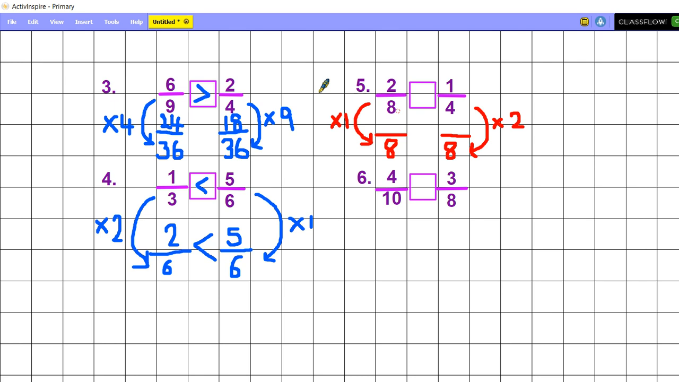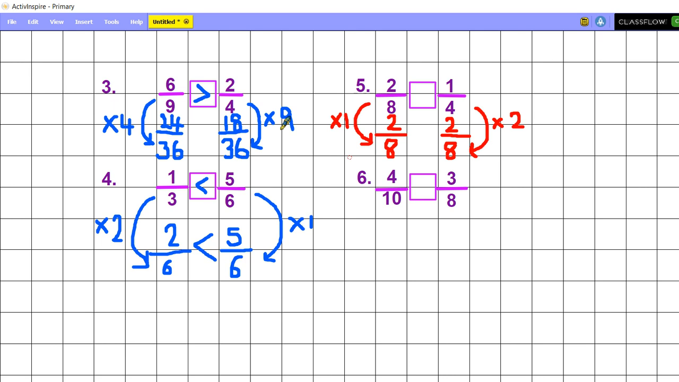So what have I done to the 4 to get 8? Well, again, like I did here, all I've done is times it by 1. So 2 times by 1 is 2. So my numerator is 2. So this stays the same as 2/8. And then for this one, what have I done to my 4 to get 8? I've times it by 2. So therefore, 1 multiplied by 2 is 2.